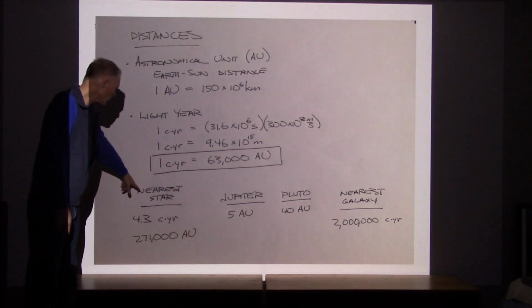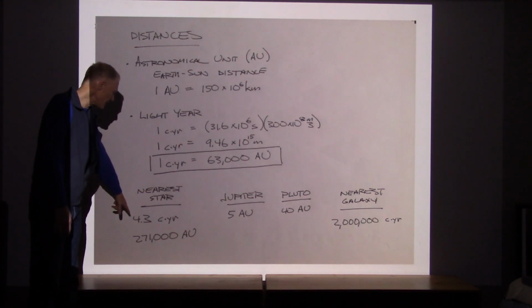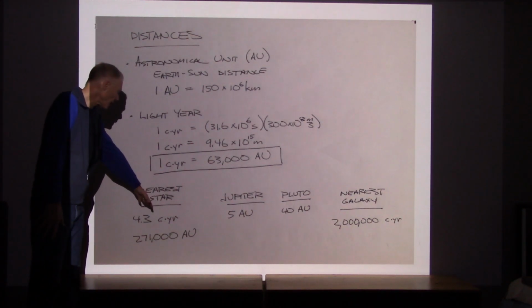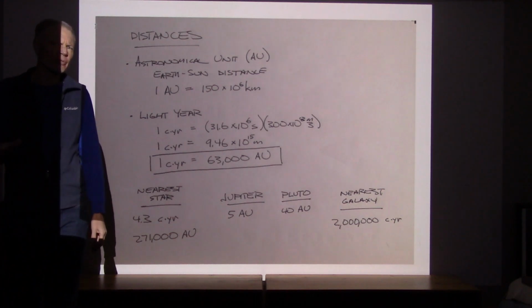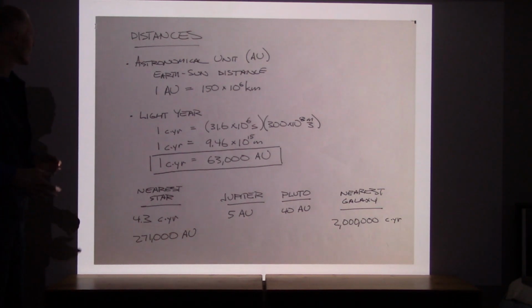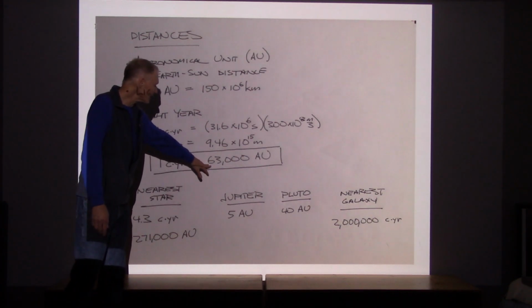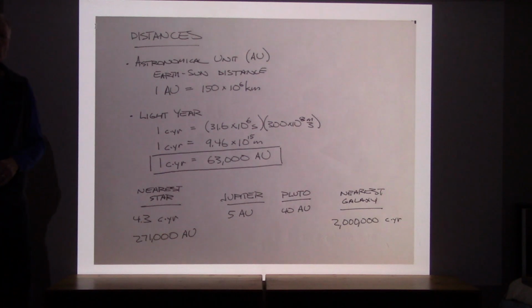Maybe come back a little closer. The nearest star, Proxima Centauri, is 4.3 light years away. Now, that's kind of in the range where you could use light years, but you could also think about using AU just to get a feel for how they're related. Turns out that 1 light year is equal to roughly 63,000 astronomical units.